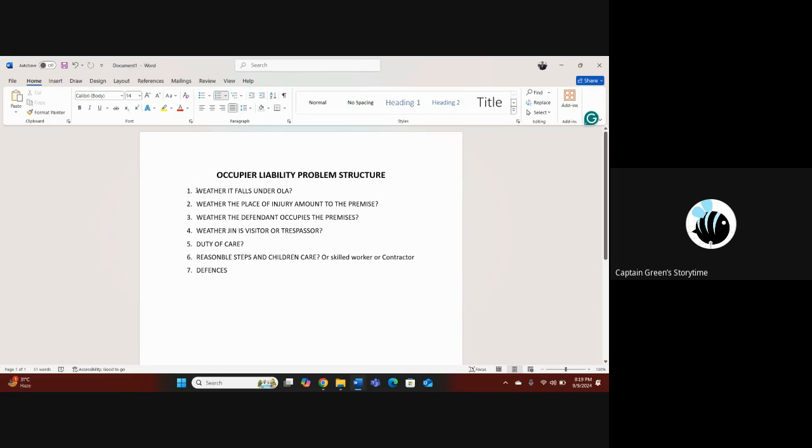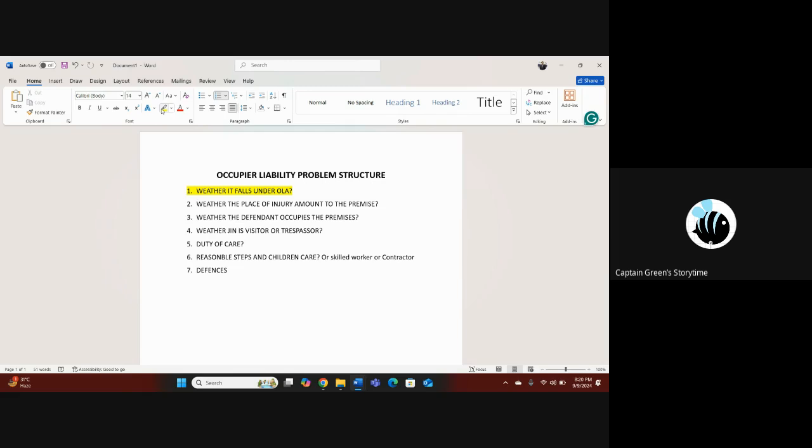Basically, as I stated first, after reading the problem, you must analyze whether the facts in the problem question deal with occupier's liability or not. The simple question in step one is whether the given facts fall under OLA or not. Okay, this is our first step.